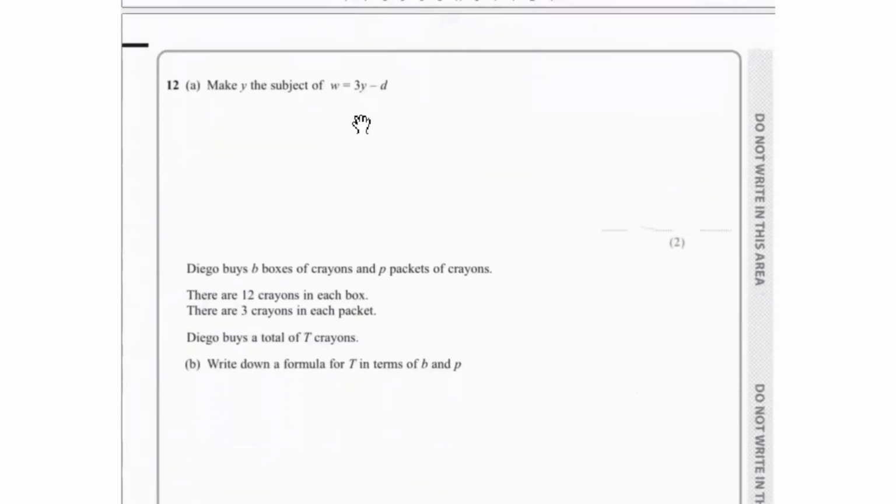Then it says make y the subject of w equals 3y minus d. Right now, w is the subject of the equation. We need to make y the subject. So first we move d to the other side. So w plus d equals 3y. Then we divide both sides by 3. So w plus d, divided by 3, equals y.